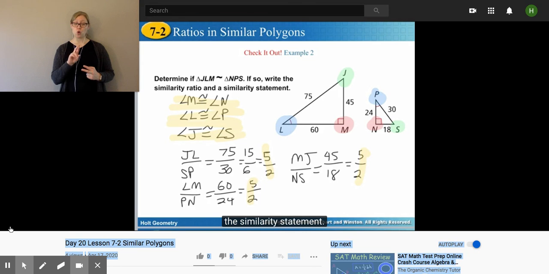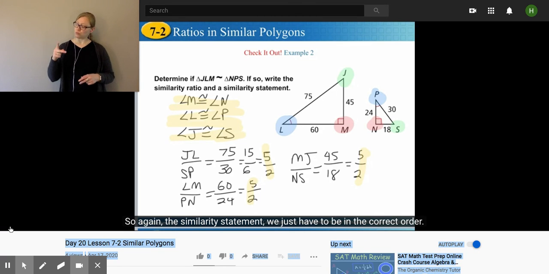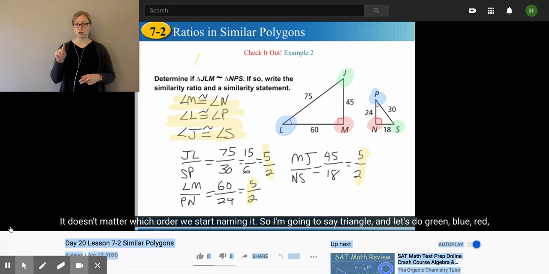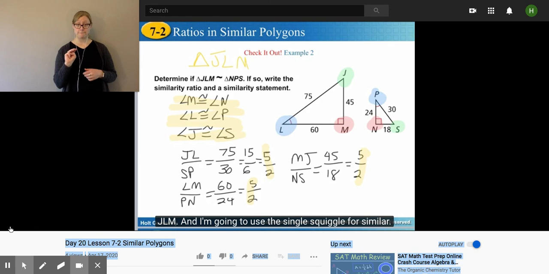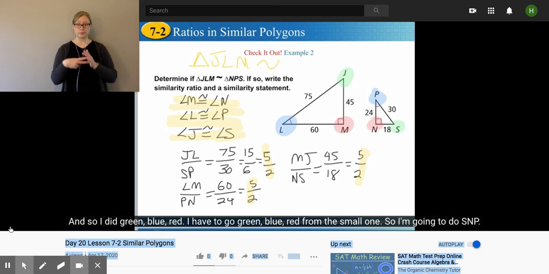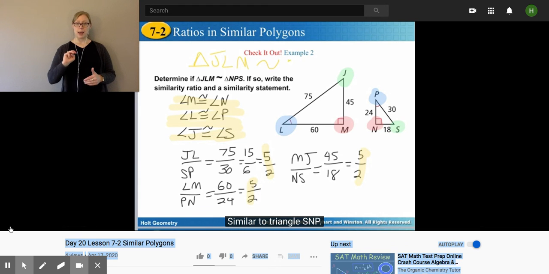So we can write the similarity statement. So again, the similarity statement, we just have to be in the correct order. It doesn't matter which order we start naming it. So I'm going to say triangle, and let's do green, blue, red. So I'm going to say triangle JLM, JLM, and I'm going to use the single squiggle for similar. And so I did green, blue, red. I have to go green, blue, red from the small one. So I'm going to do SNP, similar to triangle SNP.